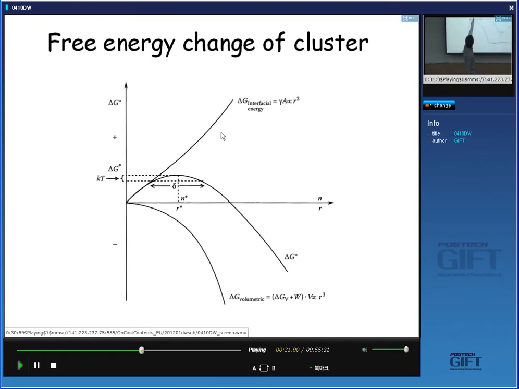At least the size of cluster reaches this, then there is a hope to become a nucleus by assistance of the thermal fluctuation. In the same way, when the size of the cluster reaches this critical size, then there is always a chance for the cluster to dissolve into the matrix by thermal fluctuation. Only when the size of the cluster is larger than this critical size, then it will become a stable nucleus.